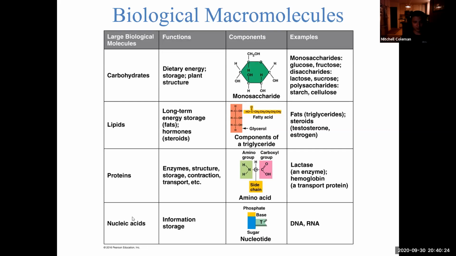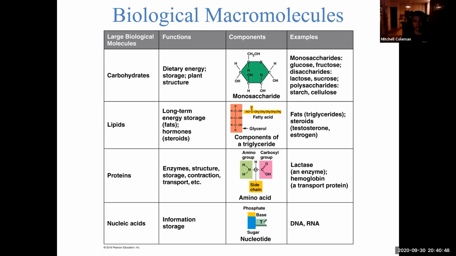And lastly, we talked about nucleic acids, which are broadly involved in energy storage. We're going to talk a lot more about this in the third unit of the class, things like DNA and RNA, and actually a third thing called ATP, which is huge for energy as well. So these are the 4 types of biological macromolecules.